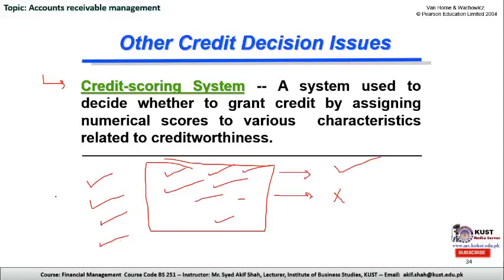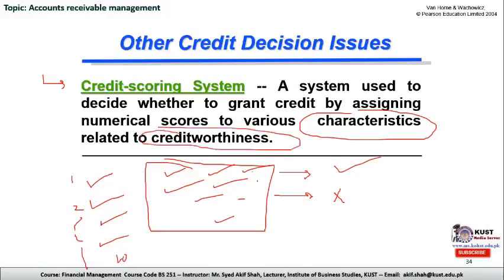So this is basically on different aspects like financial ratios, financial health, and their ability to pay their obligations in the future. So basically it is a system used to decide whether to grant credit by assigning numerical scores to the various characteristics of creditworthiness. On these various characteristics, 1, 2, 3, 4, and so on up to 10, 15, or whatever criteria the company may decide, the credit applicant must prove their creditworthiness. And those who achieve the maximum score will be granted the credit sale, and those who obtain a lower score, their application will be rejected.